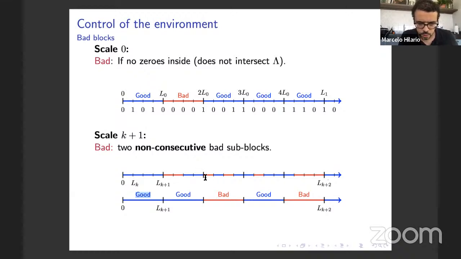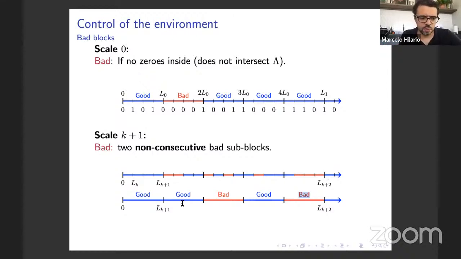So here, this block at scale k+1 is bad because it has two bad blocks from the previous scale that are not consecutive. But this one is good because, even though there are two bad blocks in the previous scale, they are consecutive ones. And here you have three, meaning that this one and the last one are not consecutive. So this is also labeled bad because of that. So you see, even if something is bad in one scale, it can become good in the next one. So you have this kind of procedure here.